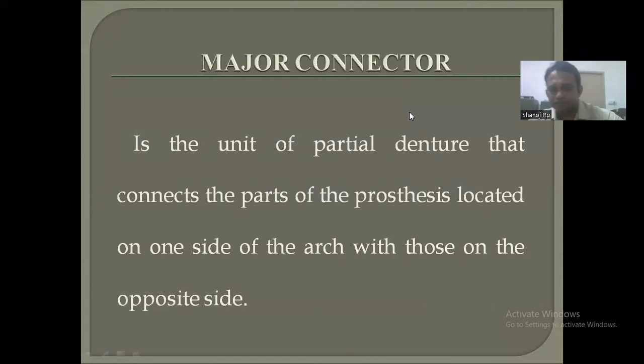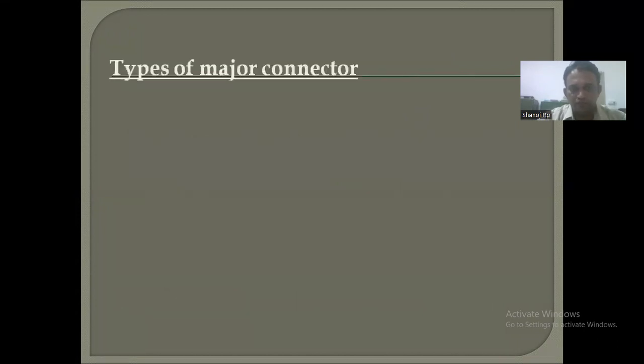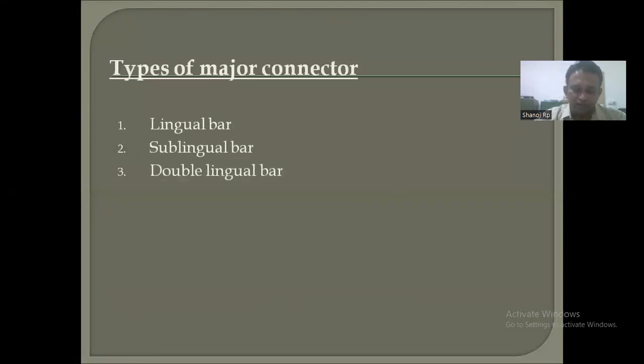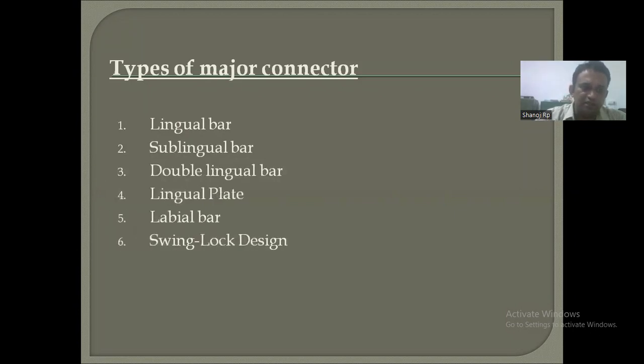Coming to a major connector, the definition of a major connector: it is the unit of the partial denture that connects the parts of the prosthesis located on one side of the arch with those on the opposite side. Types of major connectors. In mandible, we have around 6 types of mandibular major connectors, and they are lingual bar, sublingual bar, double lingual bar, lingual plate, labial bar, and swing lock design.